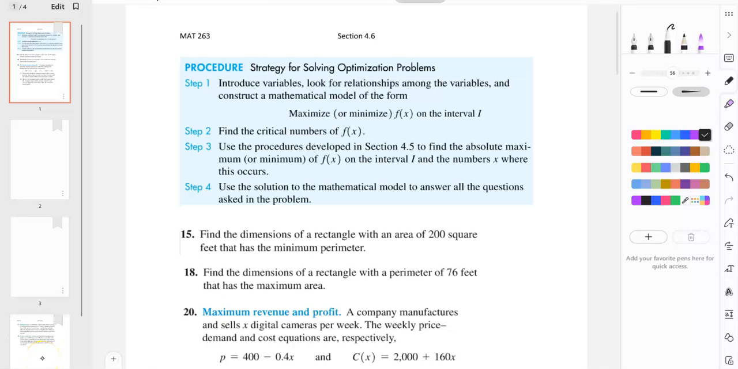Everyone, and welcome back to another calculus video. In this video, we're going to talk about optimization. So, keywords to know you're trying to optimize a problem would be maximize or minimize.